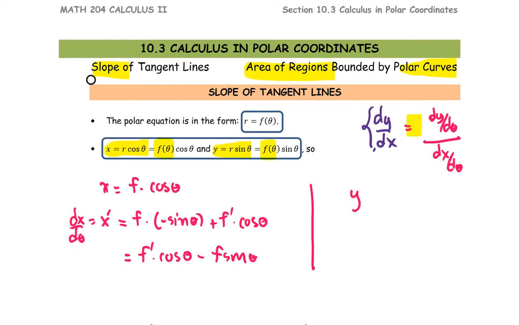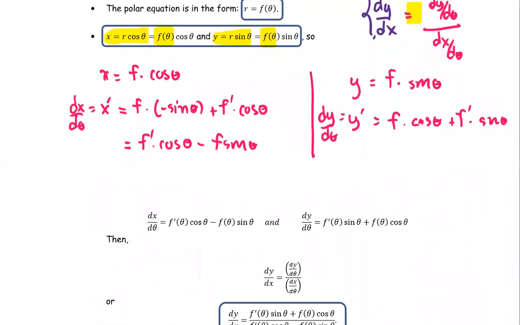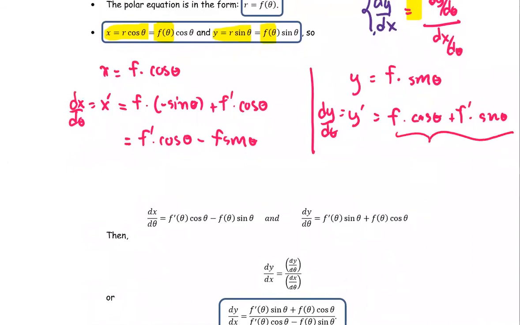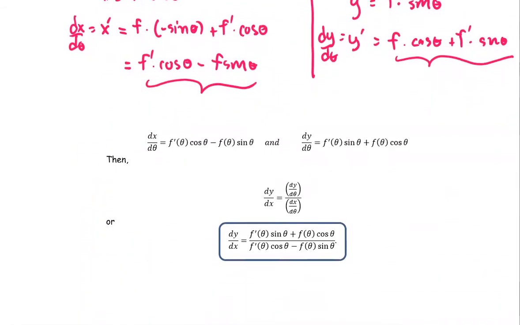For the function y, as the function f multiplied by sine theta, y prime or dy by d theta is derived using the product rule as well. So it's going to be f multiplied by cosine theta plus f prime multiplied by sine theta. To obtain dy by dx, we use the expression for dy by d theta divided by the expression for dx by d theta, as in the box here.